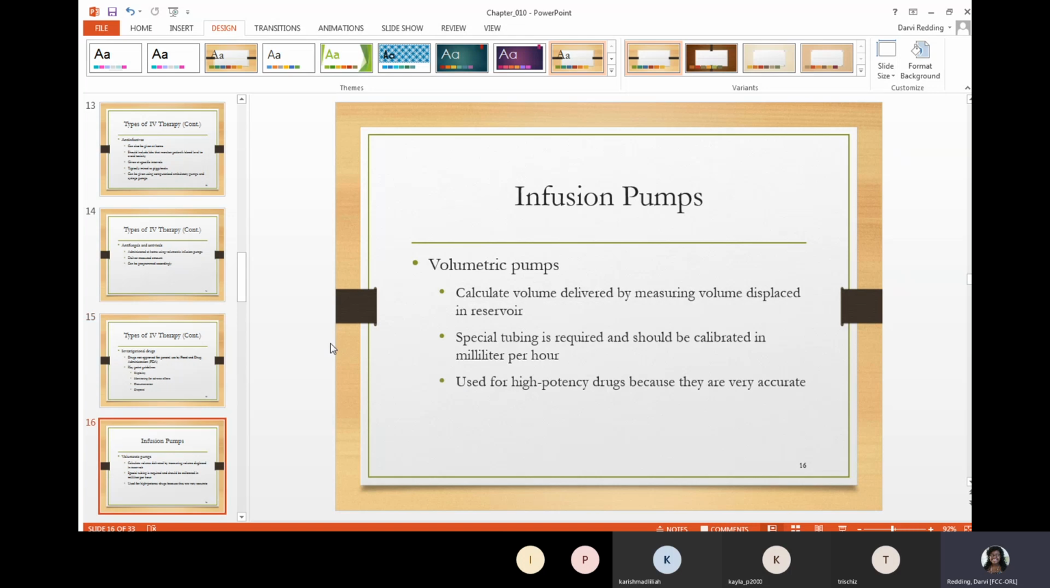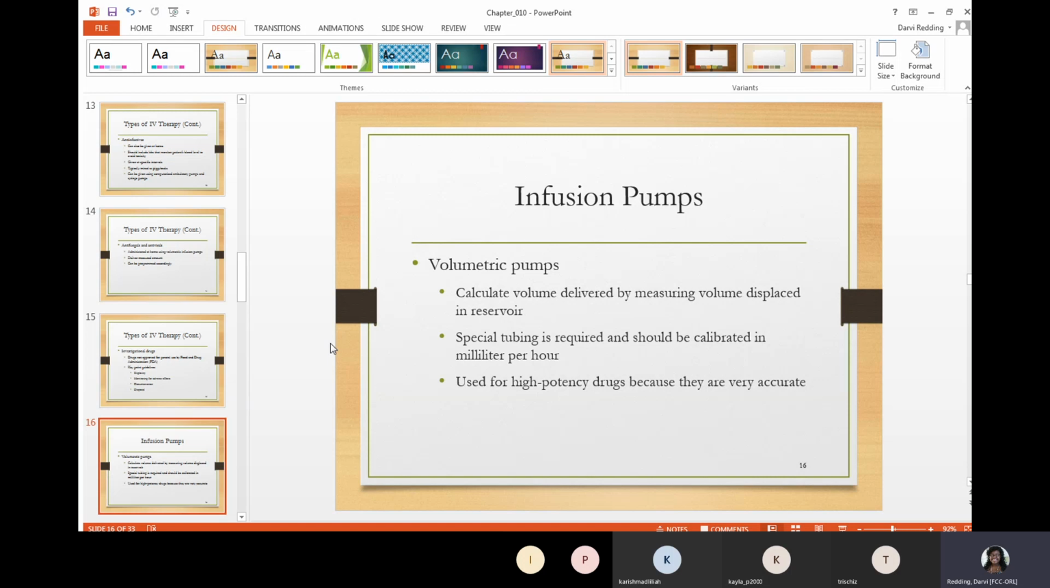So now that we've completed talking about the types of IV therapy, we'll next talk about the different types of infusion pumps. So we learned with antivirals and antifungals, one of the pumps that would be used would be a volumetric pump. And so the volumetric pump works by calculating the volume that's delivered by measuring the volume that's displaced in the reservoir. So there is special tubing that's required, and it should be calibrated in milliliters per hour. So that would represent the flow rate. The entire IV bag is going to run over a certain number of hours, and based on what that patient is receiving, each hour is going to represent the flow rate. Now, volumetric pumps are used for high potency drugs because they are very accurate.